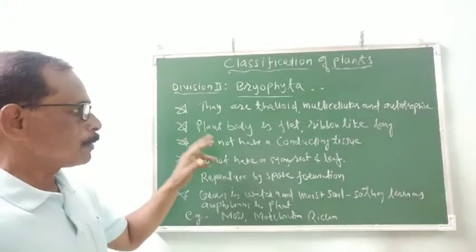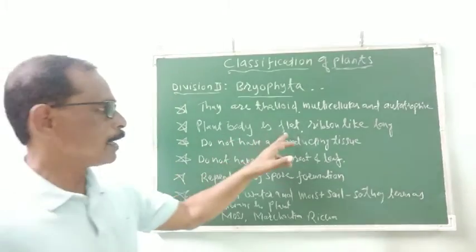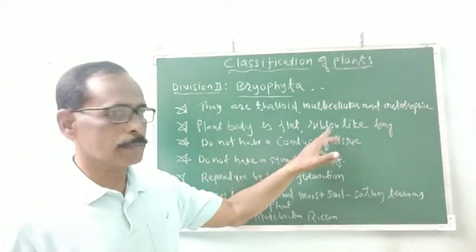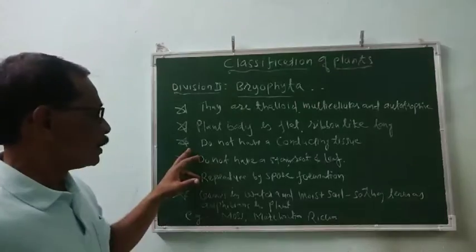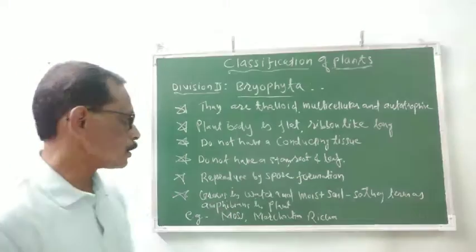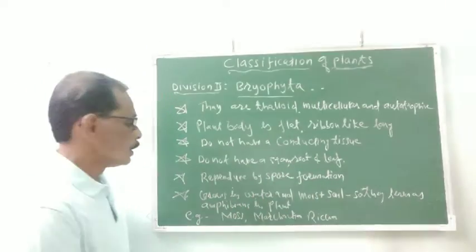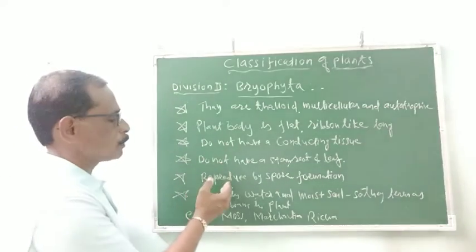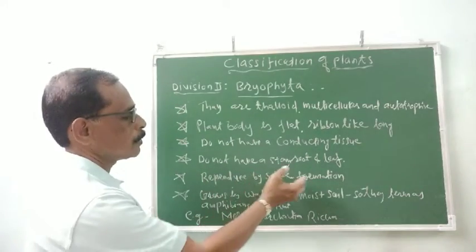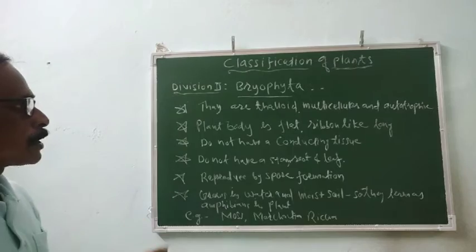The plant body of that bryophytes is the flat ribbon shape long. They do not have a conducting tissue. They do not have stem, root and leaf. Now all the bryophytes reproduce by the formation of the spore. These are some characteristic features of the bryophytes.